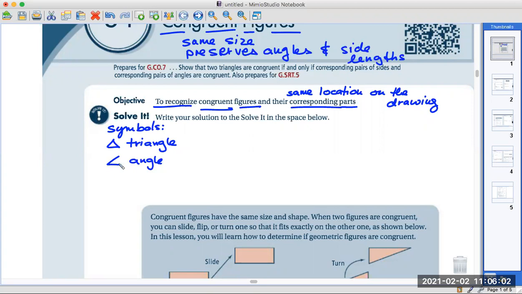Notice the bar down here is horizontal. It's not like this. So I'm going to show you what it does not look like. Okay, this means something else, less than. So angle symbol, and then sometimes we have a lowercase m that means measure of an angle.